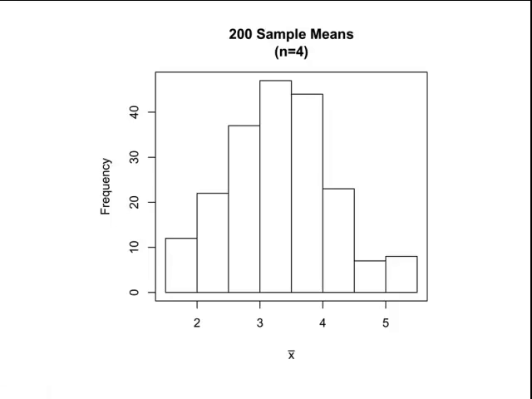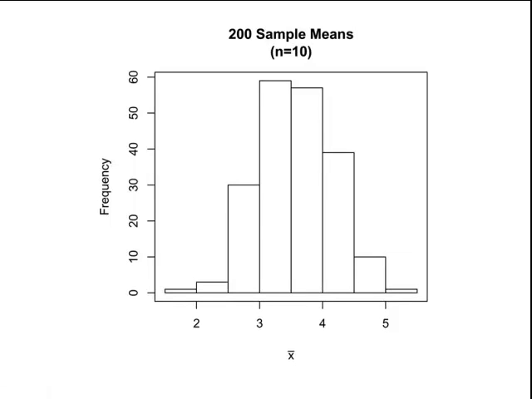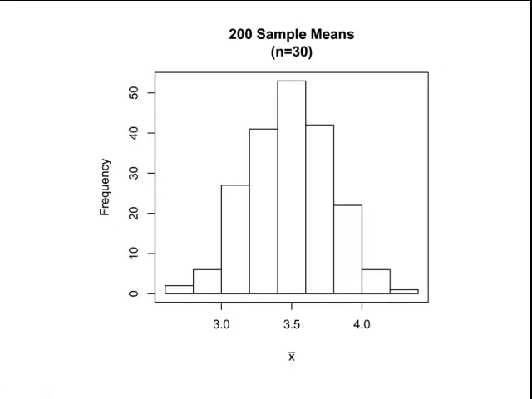For sample size of 10, notice the standard deviation decreased. The mean of the sampling distribution looks like 3.5, same thing as the population mean. And if we look at the sample size of 30, we see the standard deviation decreased even more, and the mean of this distribution is equal to the mean of the population.